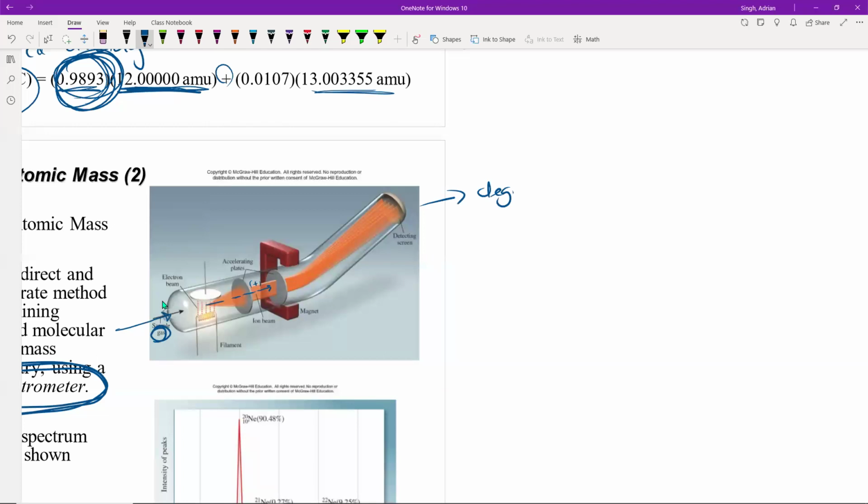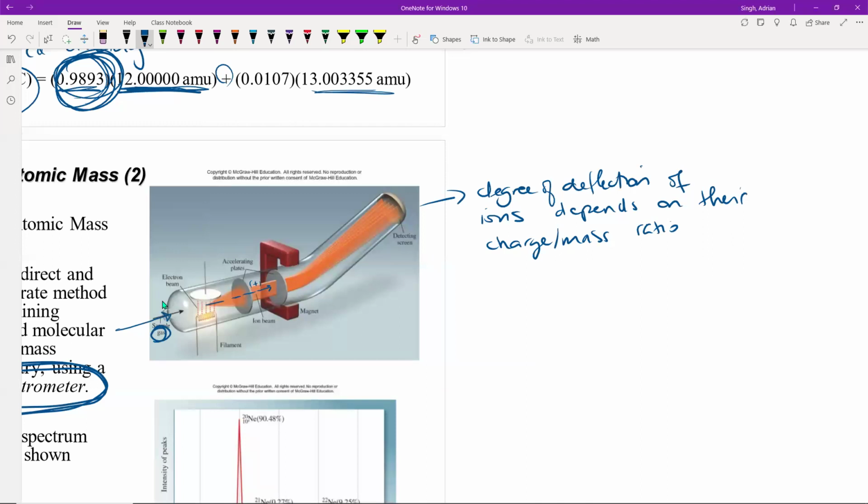So the degree of deflection of the ions depends on their charge to mass ratio. Okay, so you have your sample coming in. Sample needs to be a gas. It's zapped with this electron beam. It converts it into a positively charged species. That species is accelerated through these two charged plates, positive and negative. And as they are deflected, the degree of deflection is determined by their charge to mass ratio.